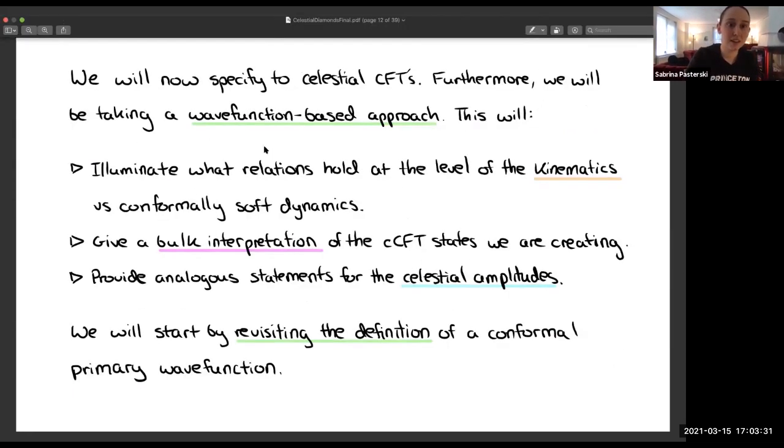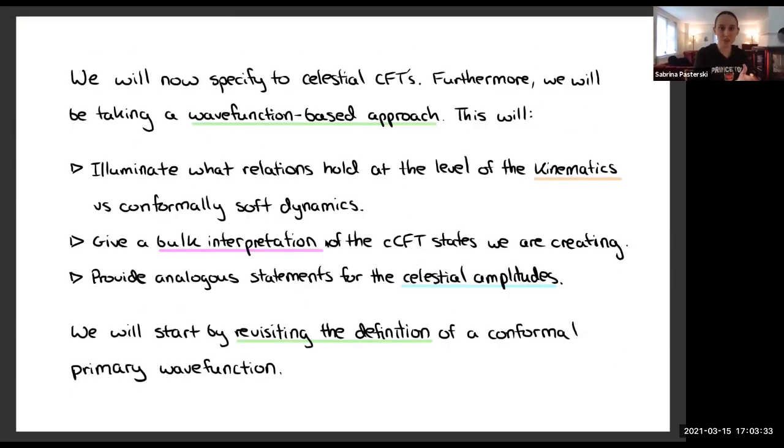Great. Okay, so now I'm going to specialize to celestial CFTs, and I'm going to be taking this wave function based approach that I've advocated before. The first reason it's interesting, and not trivial in some sense, since you could say you're just looking at bulk to boundary properties, is that you'll see which relations hold at the level of the kinematics versus actually rely on conformally soft dynamics, not just coming from the kinematics.